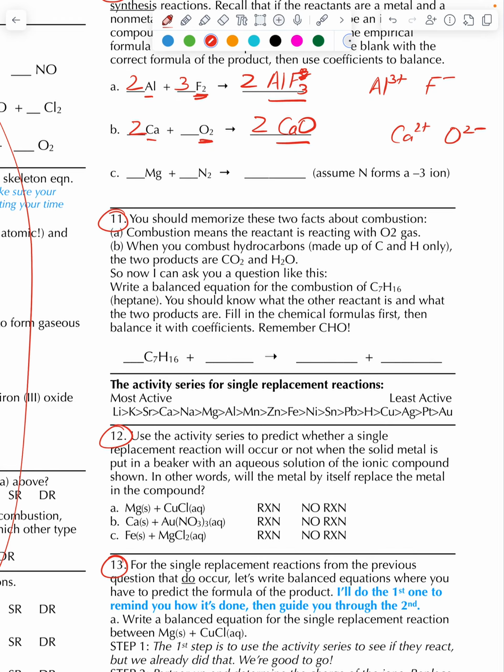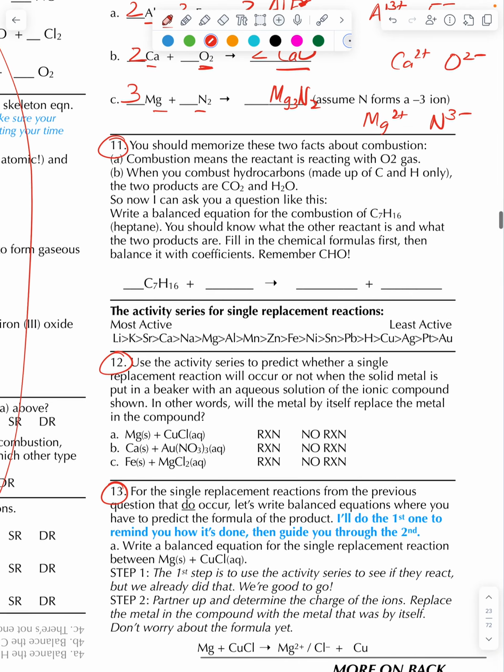Here, since we didn't really memorize this one, what's going to be the formula? Well, magnesium likes to form 2 plus. It's an alkaline earth metal. Nitrogen forms 3 minus. So the formula is going to be Mg3N2. Then all we need is 3 there, and we're balanced. Okay. Now, this is what I was talking about earlier.